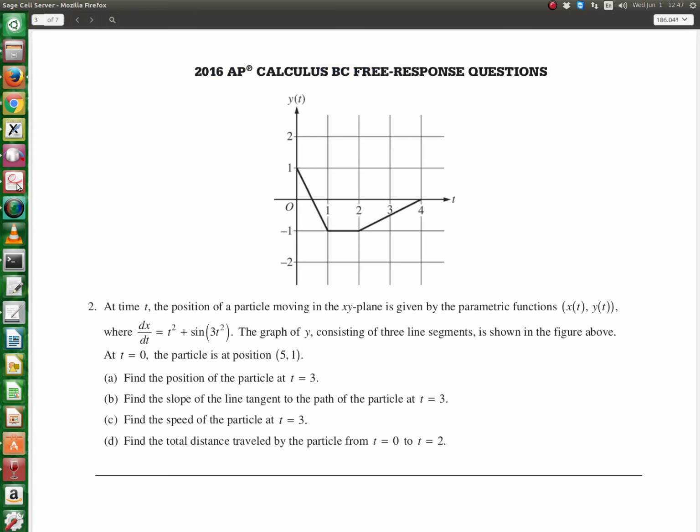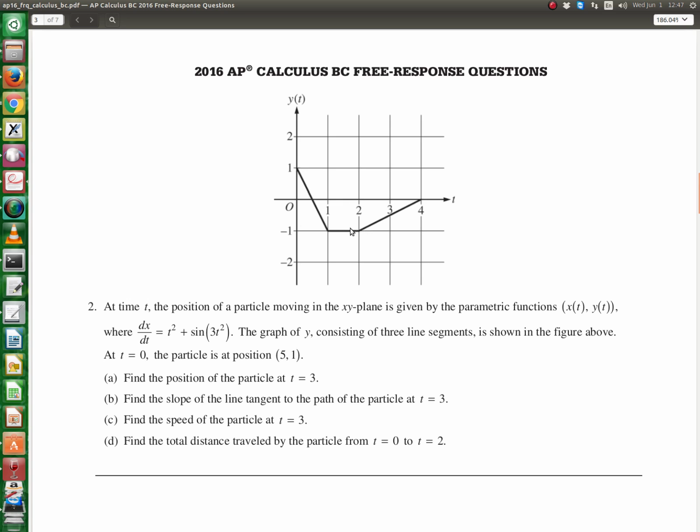But by the way, what is part D? Part D is find the total distance traveled by the particle from t equals 0 to t equals 2. Now the problem is, from t equals 0 to t equals 2, x prime is changing, but it's always this. The problem with y prime is that from 0 to 2, it's changing. From here to here, the slope is negative 2, right? But from t equals 1 to 2, the slope is 0.